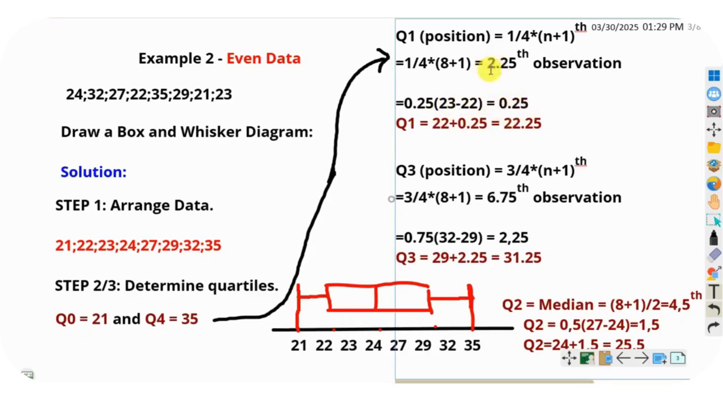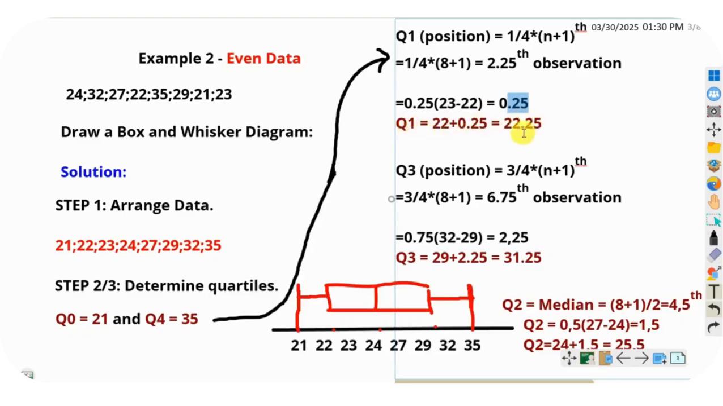Then you take the smaller of these two values and add it to 0.25. Why? Because the position is just after the second observation. Number 2 is 22. So 22 plus 0.25 gives 22.25. So this means Q1 is 22.25.